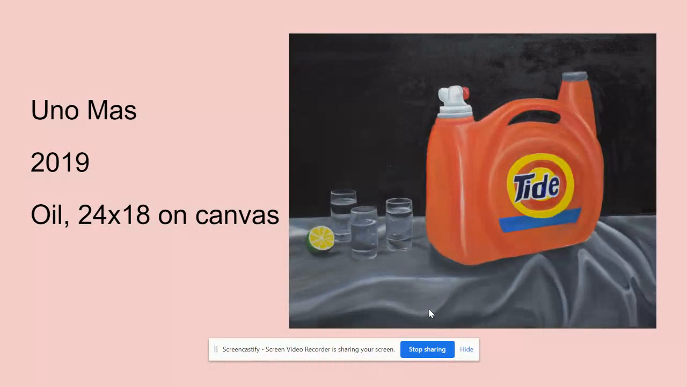This is called Uno Mas, and this has to do with the normalization of alcoholism. Tide is a product that's in most of our homes and it's something that has become normal to us. And that's why I paired it with the shots of tequila, because that is something that I saw growing up, and together.